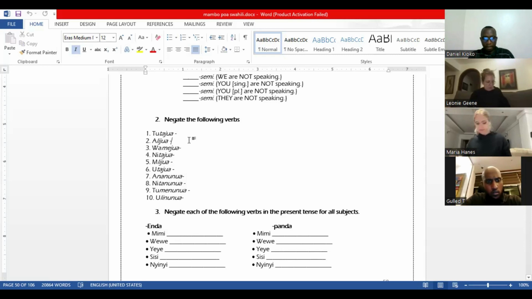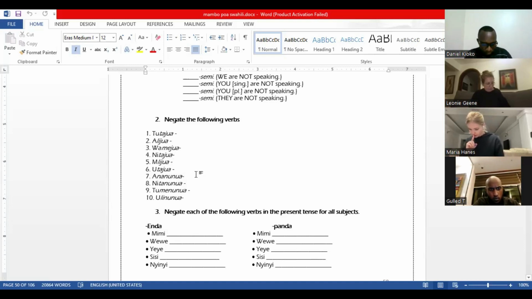Alijua. Hakujua. Wamejua will be hawajajua. Nitajua becomes sitajua. Samahani, rudia. Sitajua. Yeah. And then we have mlijua, which becomes hamkujua. Ndio. Hutajua becomes hutajua.